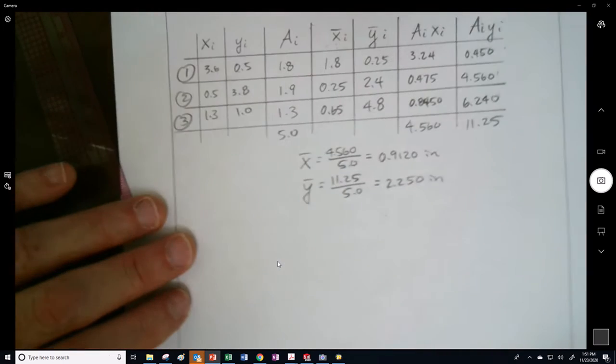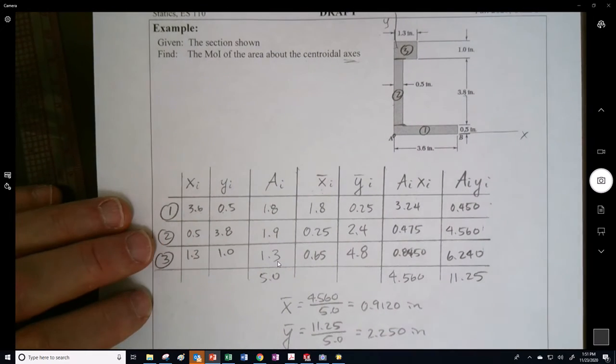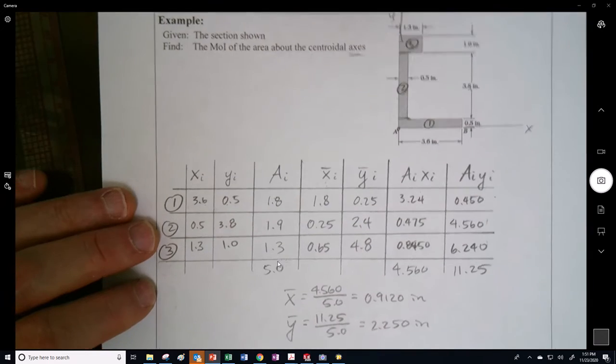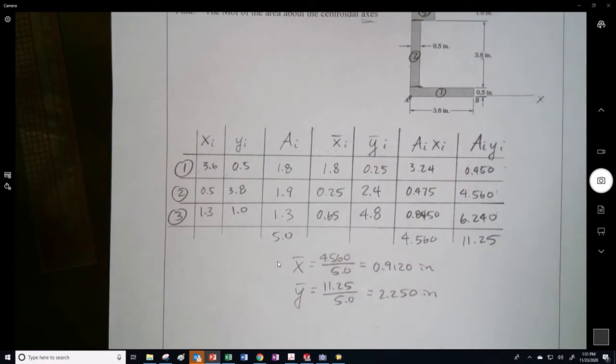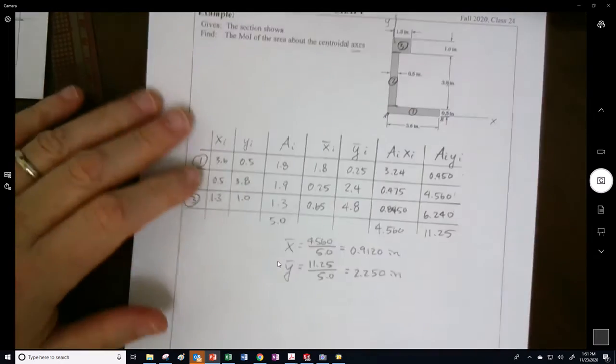All right, so now what we want to do is find the moment of inertia. Let's just do the x one, right? We could try to do this all in one table again, but it often gets to be a little bit messy here. So let me do my manual zoom out.